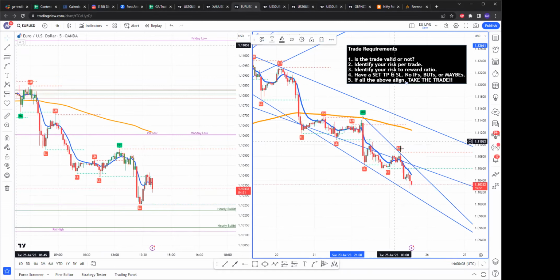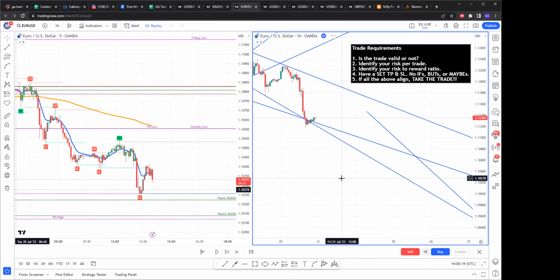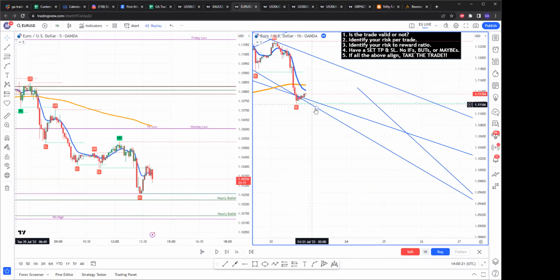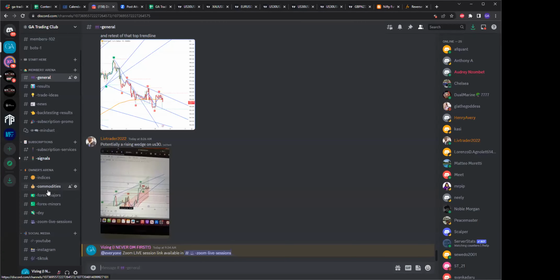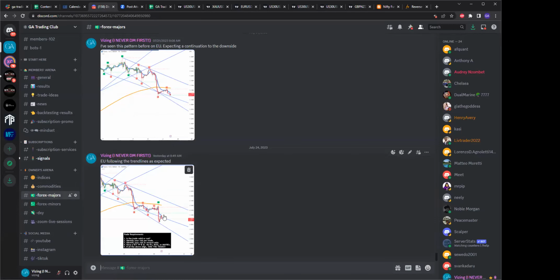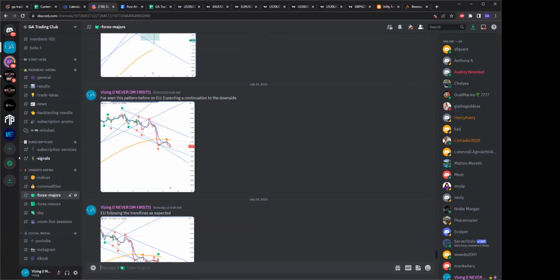So we have this new trend line on EU from this higher high to this lower low. Now, if you can remember, during the beginning of the week, when EU was ideally here, I did mention that I was expecting EU to continue respecting. I hadn't drawn this trend line here, but if you go on the Discord and go to Forex Majors, you see that I sent this analysis on EU. That was actually on Friday.